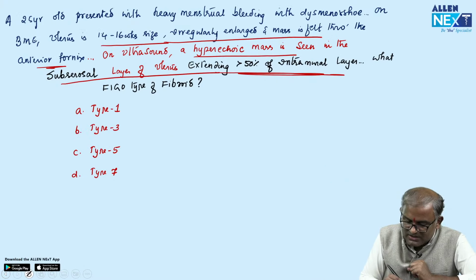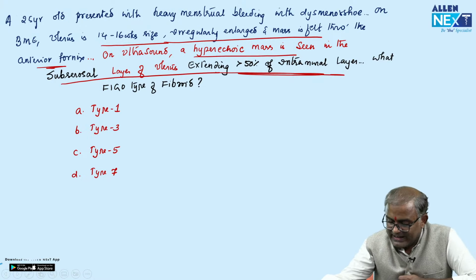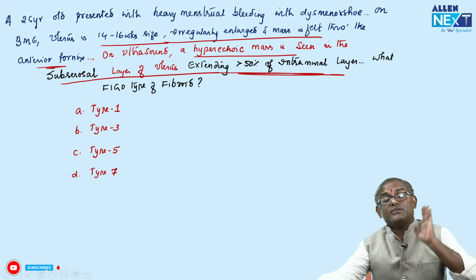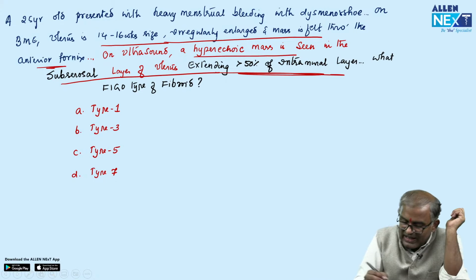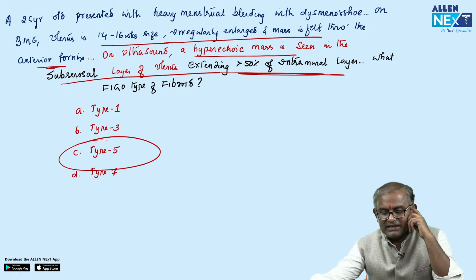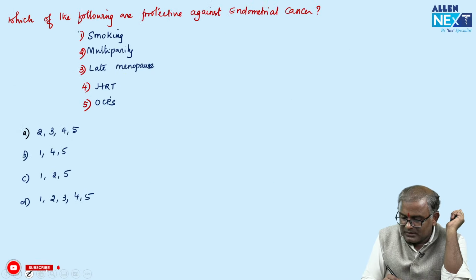Now come back to the question. On ultrasound, a hyperechoic mass is seen in the subserosal layer of the uterus extending more than 50% intramural. So what is it? Definitely it is type 5. I think this question is clear. This is also a repeat question.